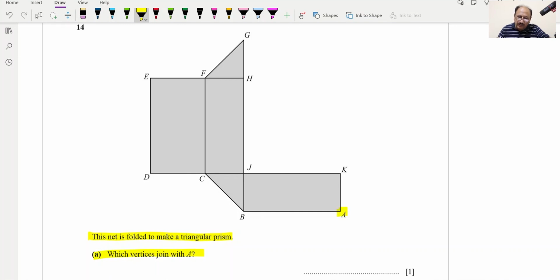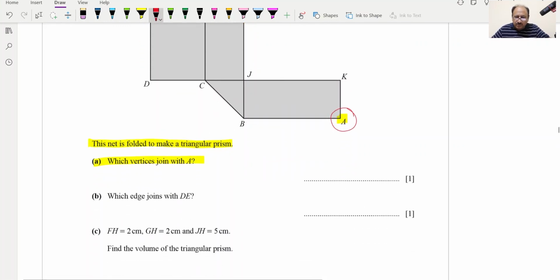If we fold, A will be joining with this, because this side and this side will be combining. E and G will be joining with this corner, which is A. So these three vertices will be joining. So we can write answer as G and E. So A will be joining with G and E.